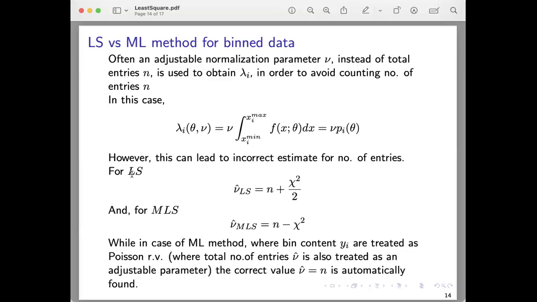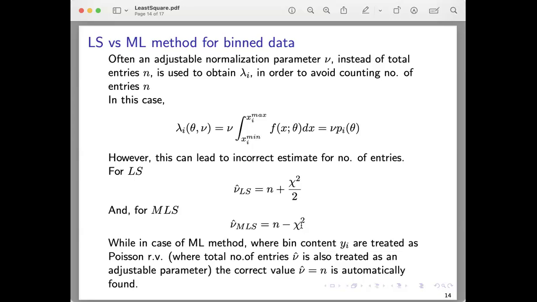For the least square method, you would expect that the estimated value of this mu would be n after the fit. But sometimes you may not get this. You will get n plus chi-square by 2. And similarly, for the modified least square method, if you minimize this chi-square, the estimate for mu would be n minus chi-square.